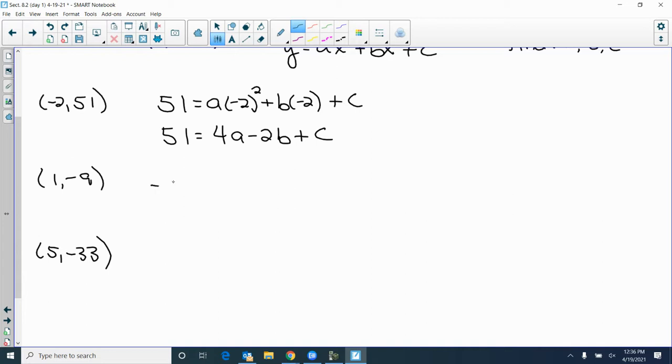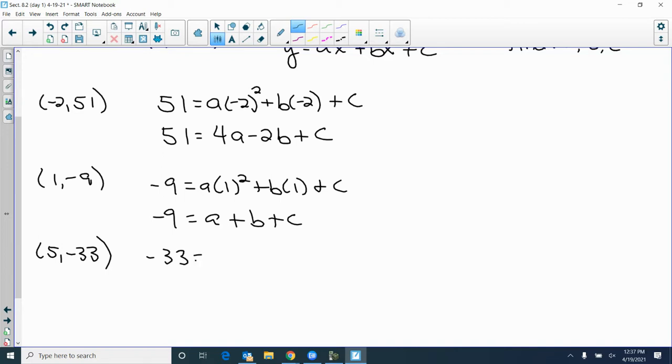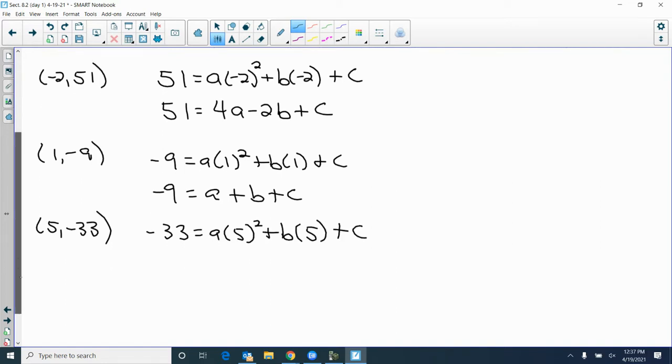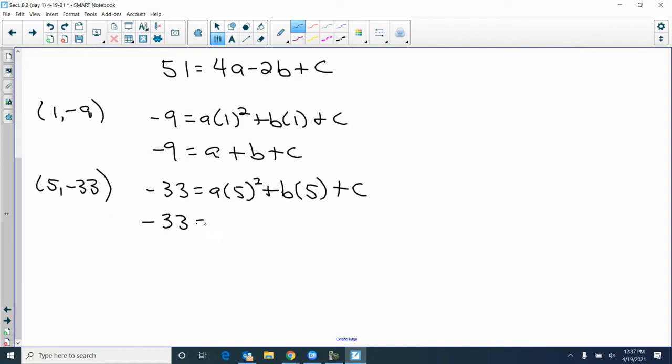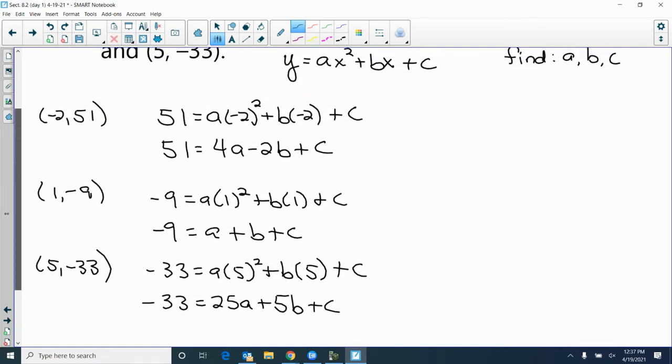And so I get -9 equals a times 1 squared plus b times 1 plus c, which becomes -9 equals a plus b plus c. Okay, so not very exciting, but that's fine. And then I get -33 equals a times 5 squared plus b times 5 plus c. And I get -33 equals 25a plus 5b plus c. All right, so that's where we're at.